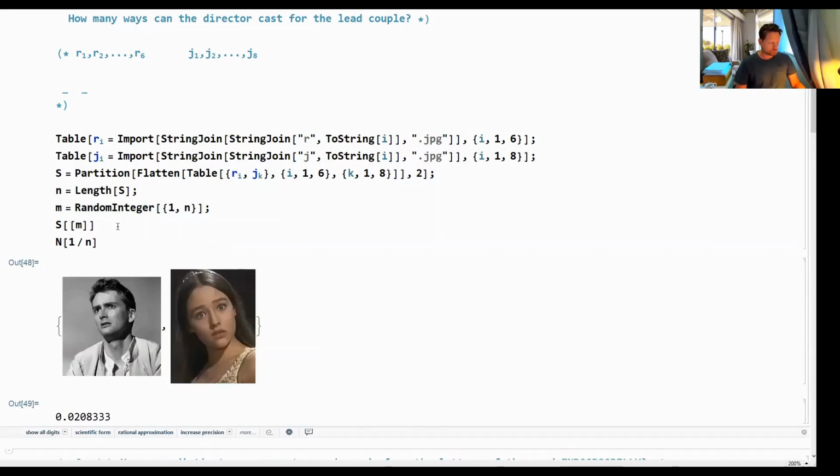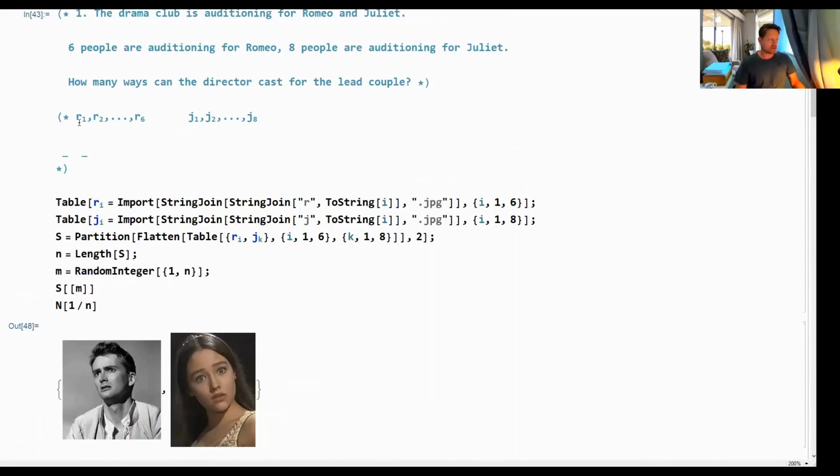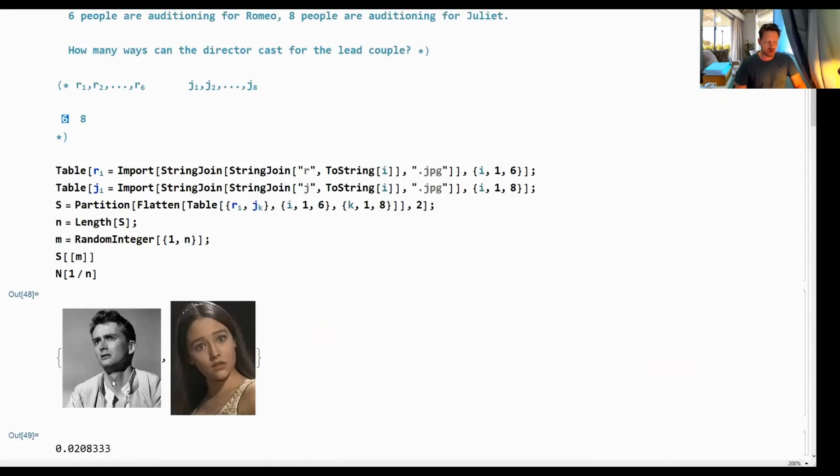So how do we do this theoretically? Basically, you just say how many possibilities can go in the first place, and that is 6. How many can go in the second place? That's 8. And so obviously we take their product, because for every one of these Romeos, we've got 8 possible Juliets. So we're going to have 8 plus 8 plus 8 and so on, and 6 of these 8s, and that's 6 times 8. So of course 6 times 8 is 48.